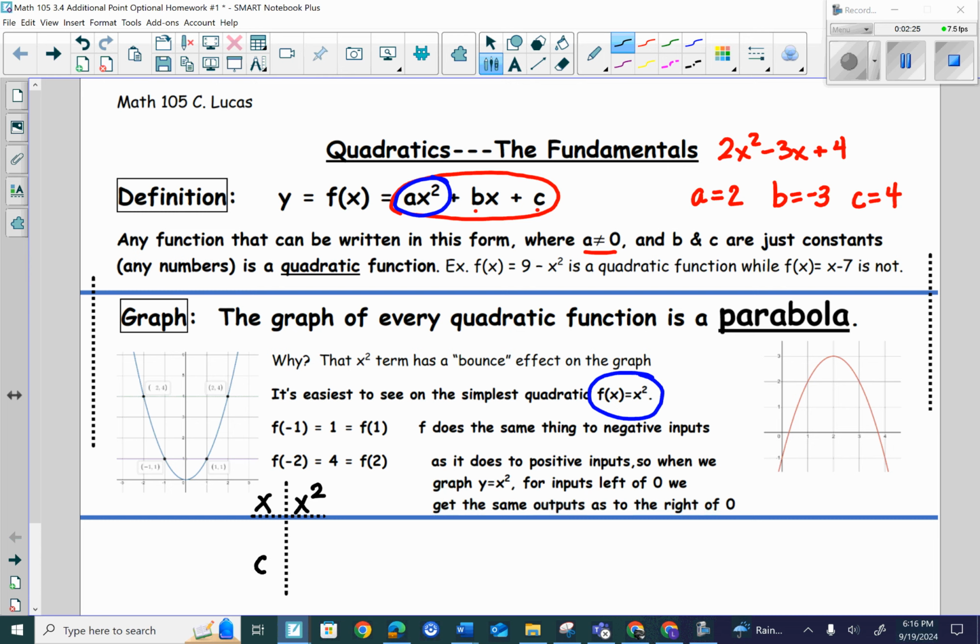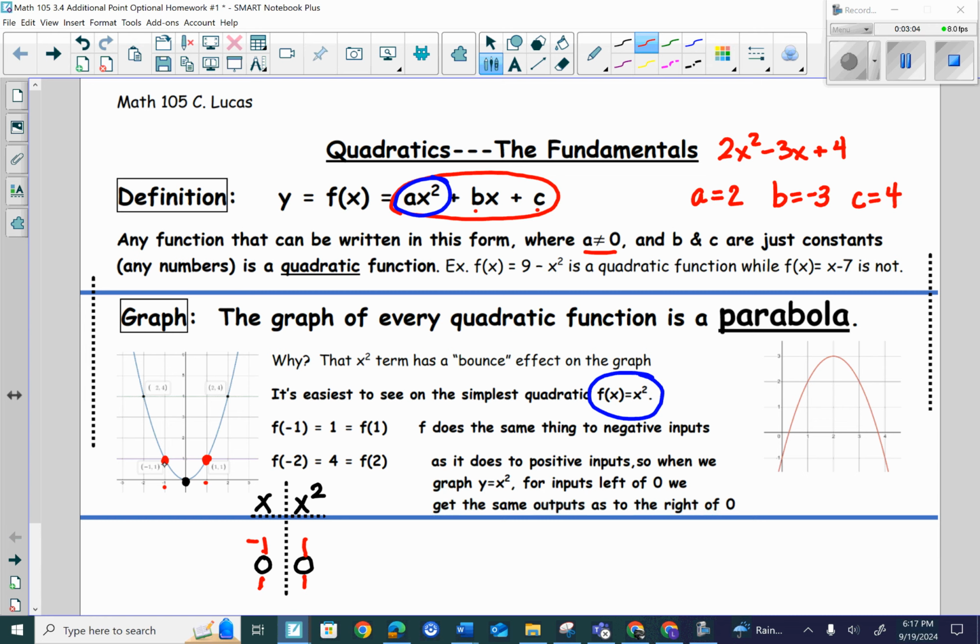We know, first of all, that if I square 0, I get 0. And that happens to, by the way, be the vertex. But here's why it's the vertex. If I take -1 and square it, we know that -1 times -1 is +1. So moving left 1, I go up 1. However, we also know that if I take +1 and square it, I get a +1. And so right around that vertex, we have this bouncing effect.